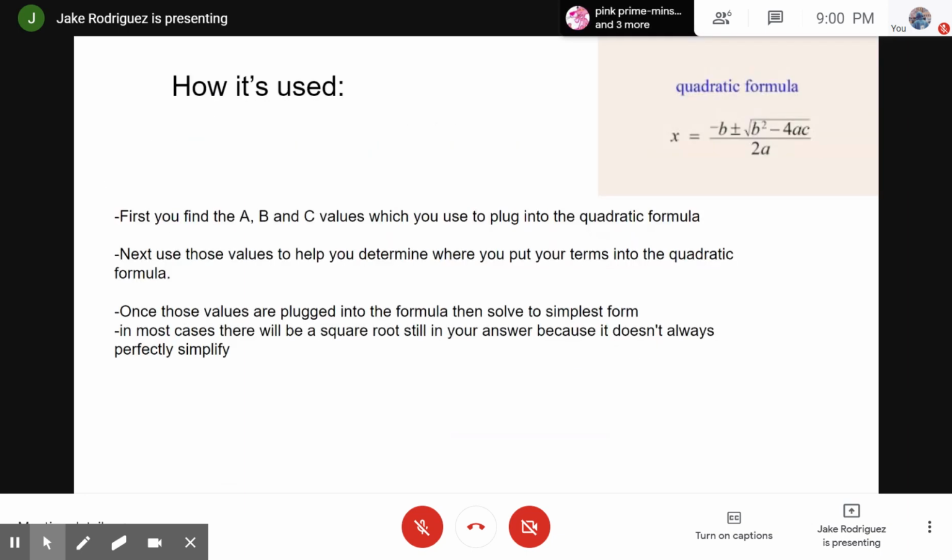As you said, you can see the equation on the top right, but how it's used is first you want to find the a, b, and c values, which you plug into the quadratic formula. Next you use those values to determine where to put them in the formula, so you can map out what plugs in for what. Like, say b is 15, you know where to put that, and what goes for a and c. Then once those are all plugged in, you can basically just solve to the simplest form. The square root usually keeps simplifying to a smaller number, but it doesn't always.